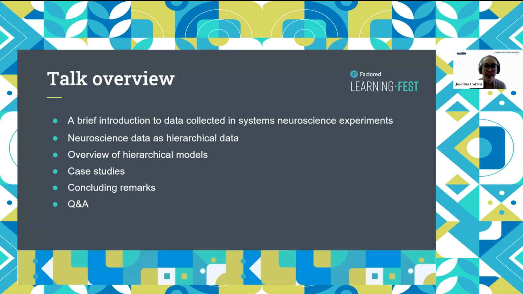Today I'll be giving you a really brief introduction to the kinds of data that are collected in systems neuroscience experiments. I'll be talking about how the data that are collected have this hierarchical structure. And I'll be giving you a brief overview of the kinds of models that we use for combining information across data sets, and going through some case studies and some concluding remarks.